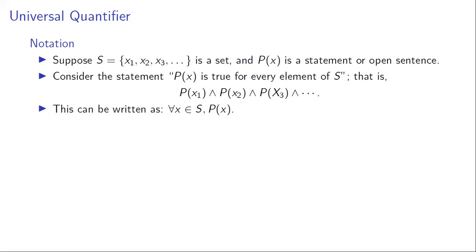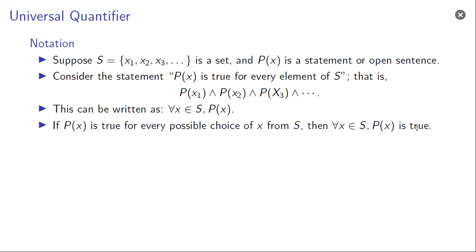Now, is this new statement here true or false? So if P of x is indeed true for every possible choice of x from set S, then the statement for all x in S, P of x is a true statement. Otherwise, it is false. In other words, if it is not true for all possible values of x from the set, maybe it's true for some, but not for all, in that case, this statement that for all x in S, P of x is a false statement, because this statement claims that P of x is true for every element of the set.